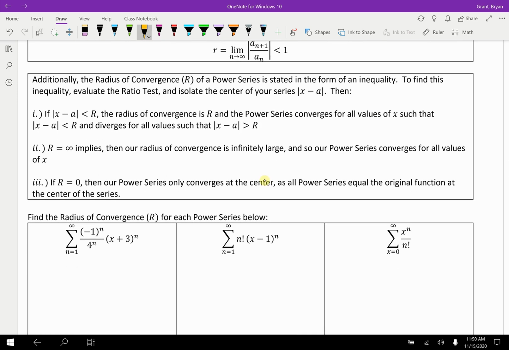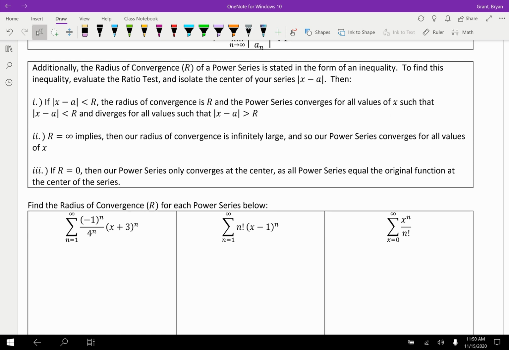If, when you finish isolating this part that shows the center of your series, then whatever your value of r is on the other side, currently it's 1, but it may change, is going to be the radius of convergence, right? So what that tells you then is that if this is less than r, then your power series will converge. And of course, the opposite is true too, and it's easier to see with numbers.